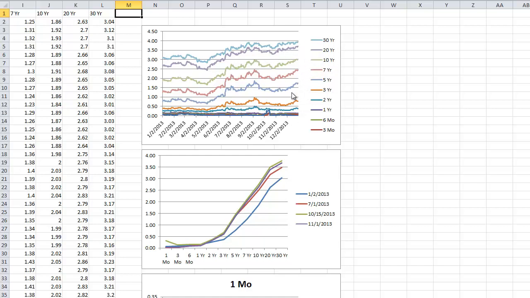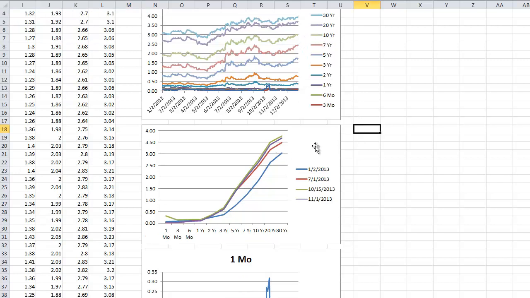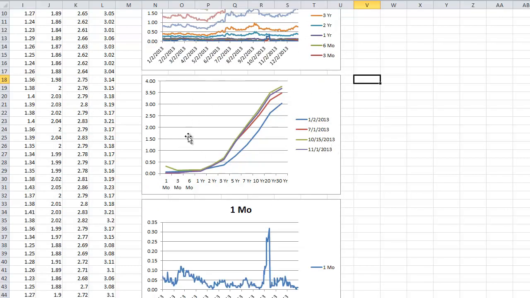Another way of looking at this chart is a yield chart right down here, and you can see this as this middle chart. This is again on the y-axis the percentage yield, and then here on the x-axis we have the maturity date. So this is organized by maturity date, and I've done this for different periods in time, and what I'm trying to show here is the shift that we saw throughout 2013.